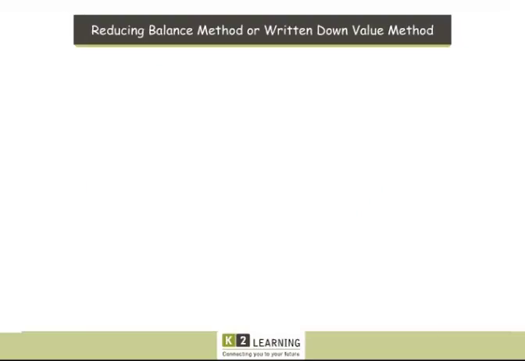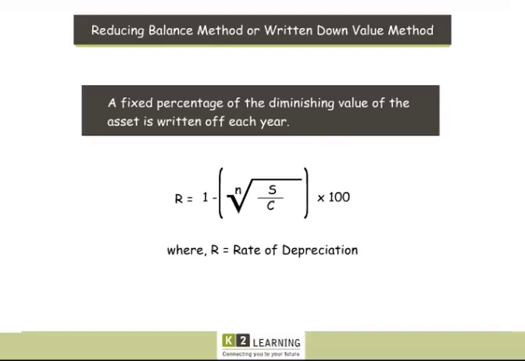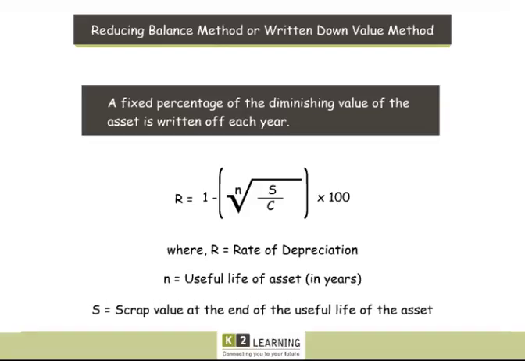Under the reducing balance method or written down value method, a fixed percentage of the diminishing value of the asset is written off each year. Depreciation is calculated with this formula, where R is the rate of depreciation, N is the useful life of the asset in years, and S is the scrap value at the end of the useful life of the asset.